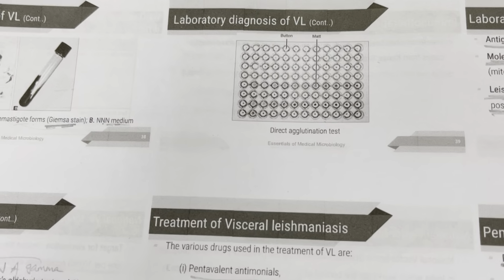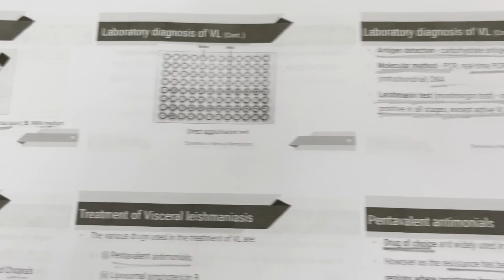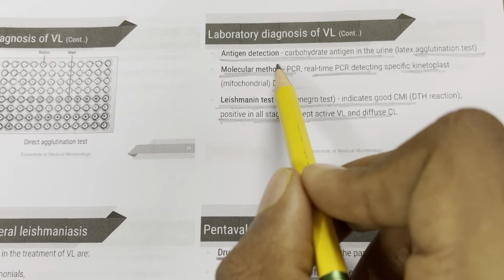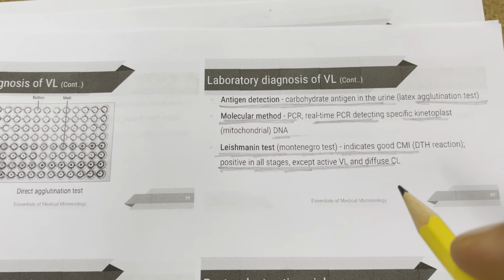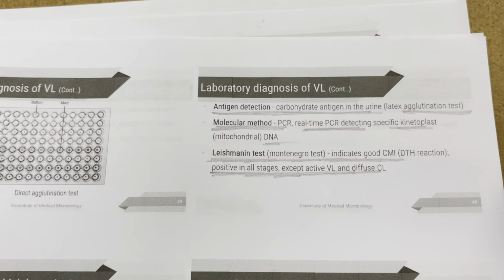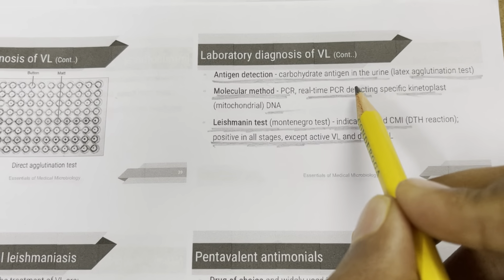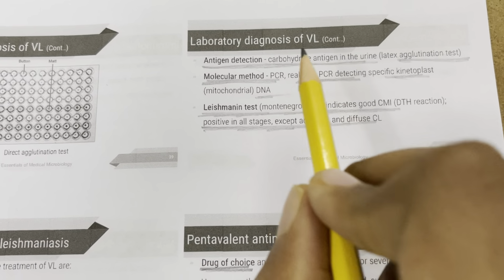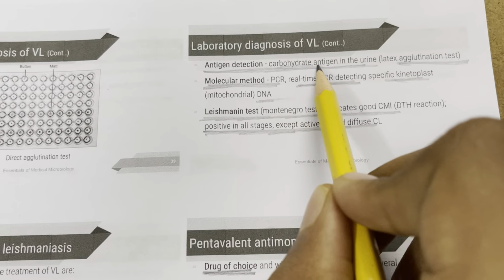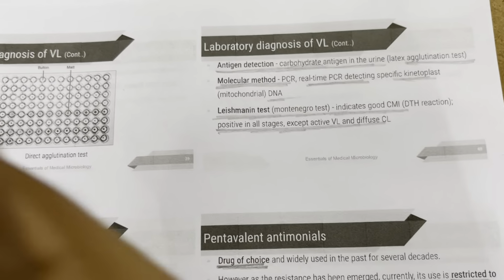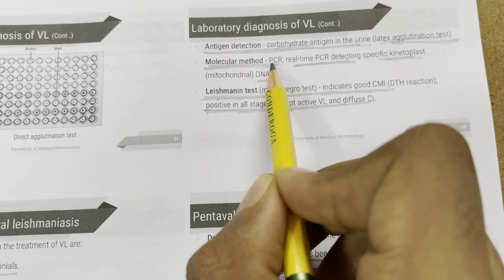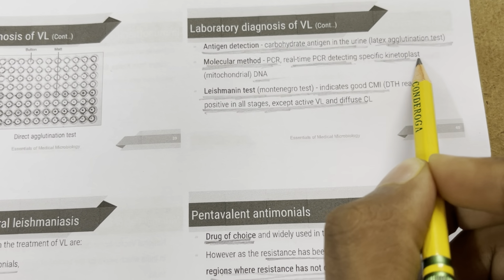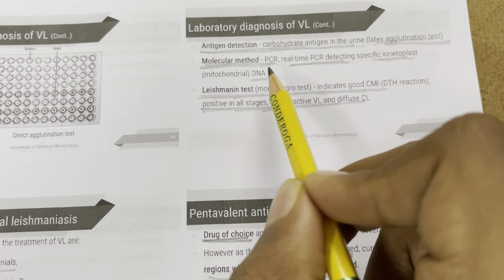Okay, and then this is a direct agglutination test. So other laboratory diagnoses include antigen detection. Basically you have glycoprotein 63, right? If there are too many leishmanial organisms in your body, you urinate them. When they pass out through the urine, you can detect these glycoproteins or carbohydrate antigens in the urine via latex agglutination test. Molecular method is obviously PCR and real-time PCR, detecting specific kinetoplast mitochondrial DNA.